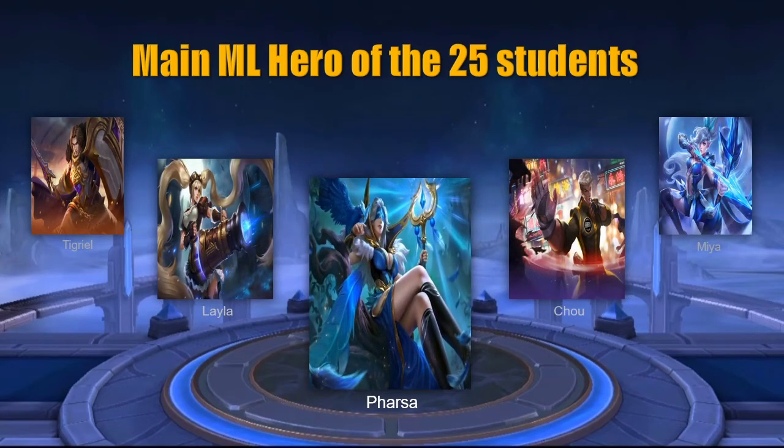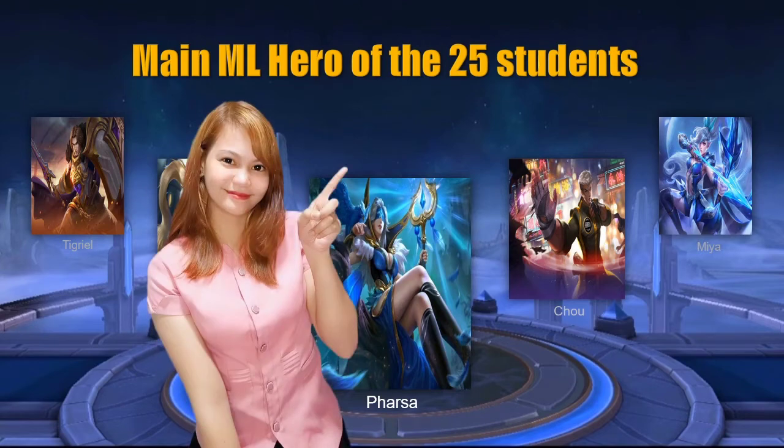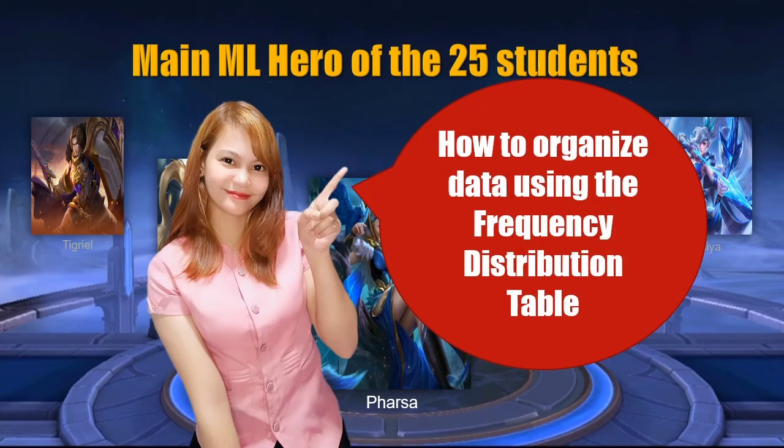But how did I know that these are the heroes they mostly used and how many of them use these heroes? It's easy. I use the frequency distribution table. How did I do that? Well, I will teach you how to organize data using the frequency distribution table. But before we proceed to the steps in organizing data using the frequency table, let's define first some terms.